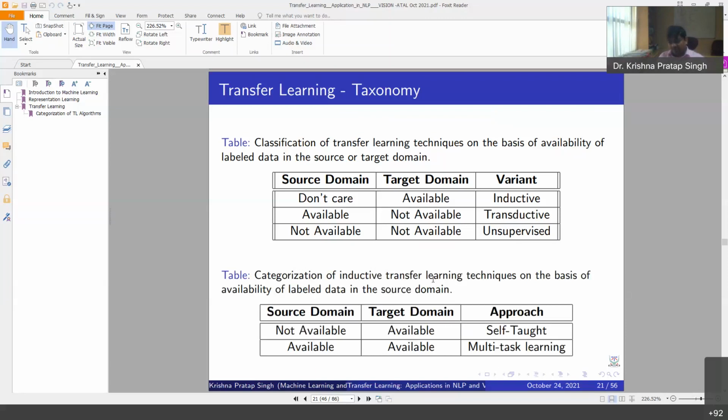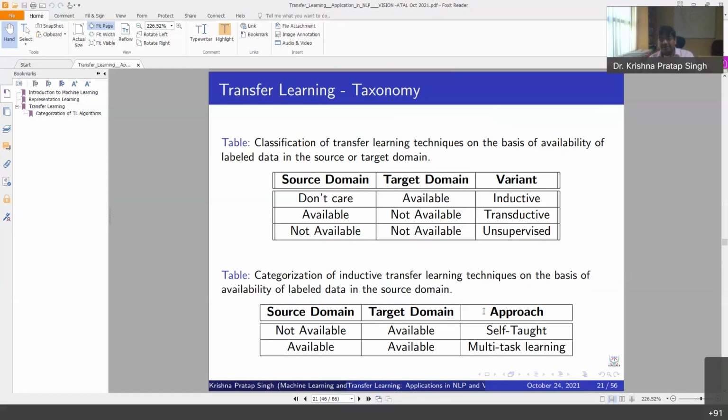Within the inductive one, I'm going to go further, because many algorithms are possible in different scenarios. Inductive is where the target domain is labeled, but the source domain can be labeled or unlabeled. Again, this category can be classified into two. If the source domain is not labeled and the target domain is labeled, this is self-taught learning, which I'm going to discuss in a little more detail in the coming slide. In self-taught learning, the source domain is unlabeled but the target domain is labeled.